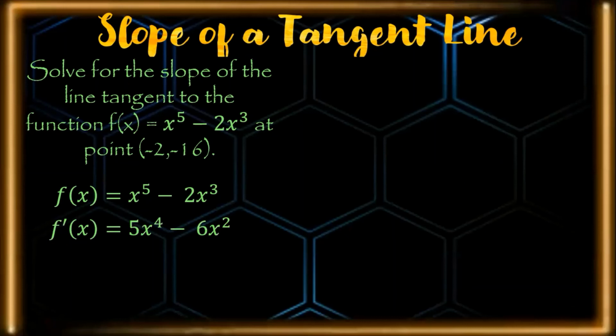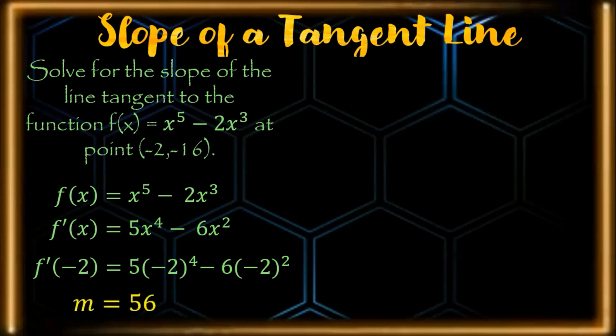Next is to use the x value of the given point, which will serve as the x value of our function. The x value is -2, so this will become f prime of -2, which is equal to 5 times (-2) to the 4th minus 6 times (-2) squared. Using the PEMDAS rule, the correct slope of the line tangent to the given function is 56.